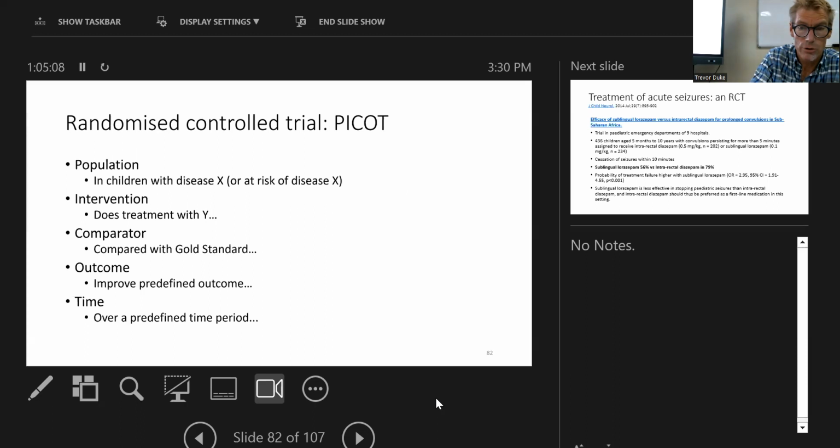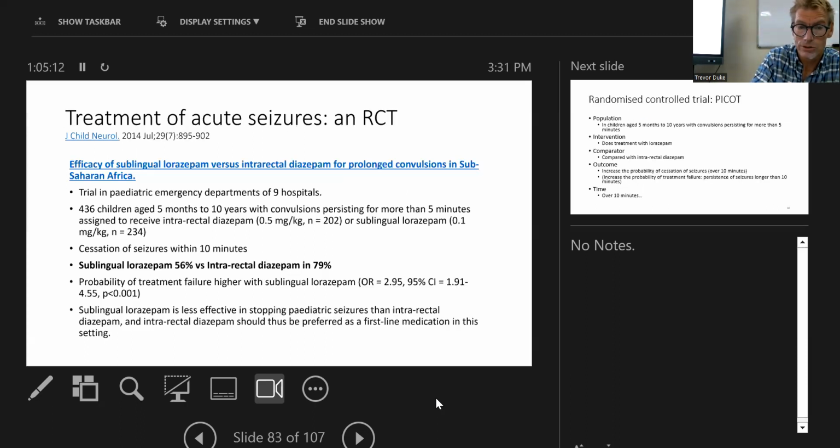I wanted to just show a simple randomized trial that hopefully will make some sense. This was a good one from a few years ago, and it was called the efficacy. It was from 9 hospitals in Africa, and it was a randomized trial of 2 treatments for status epilepticus. Right, one was sublingual lorazepam, and the other one was intrarectal diazepam, right?